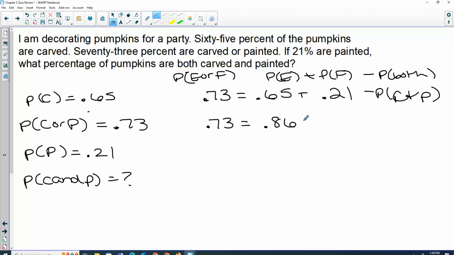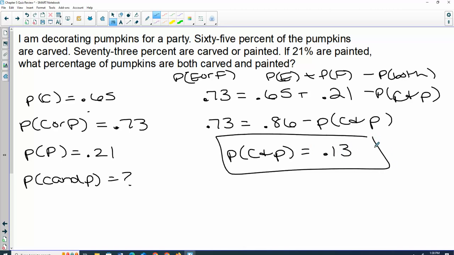Is that on the formula sheet? Yes, it's on the front page, very bottom. It's called the generalization. Oh, okay. So there's a 13% chance my pumpkin is both carved and painted.